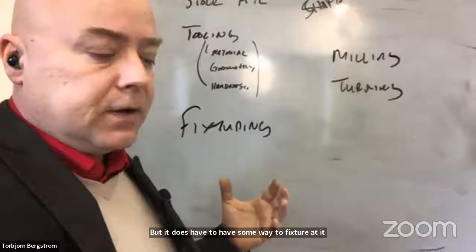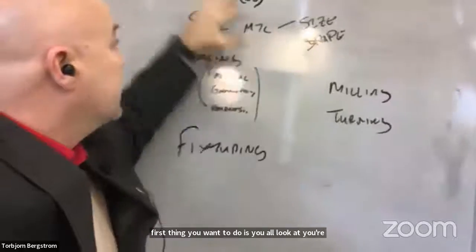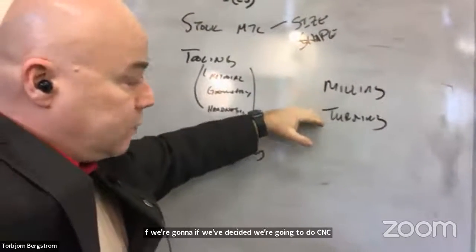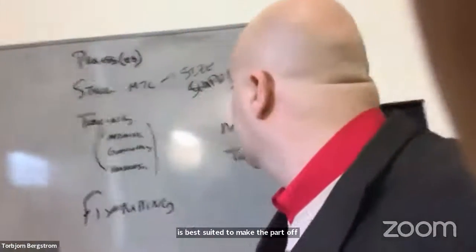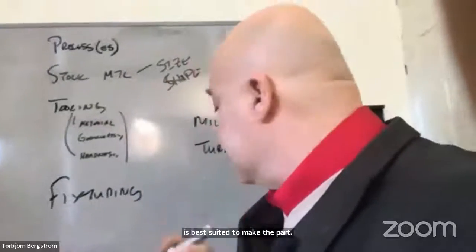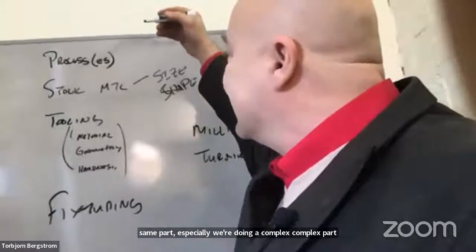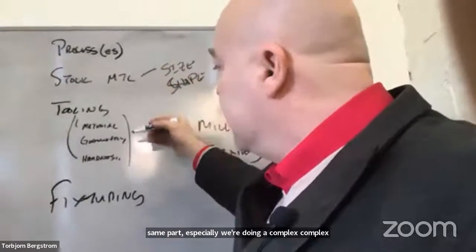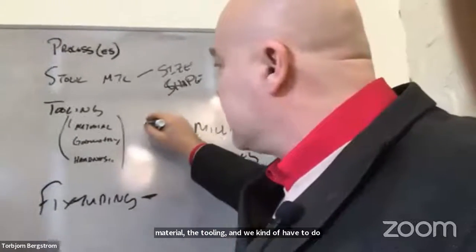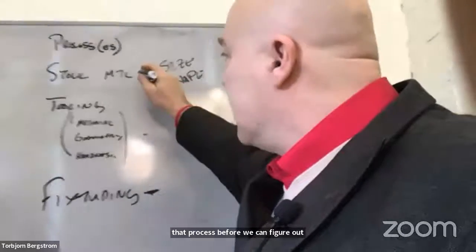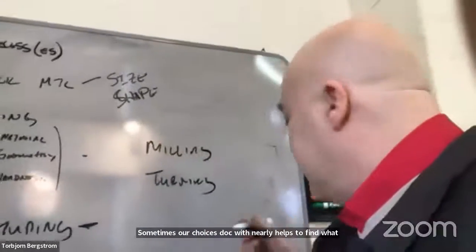And so the first thing you want to do is look at the part you're making and, if we've decided we're going to do CNC machining, decide which of these processes is best suited to make the part. Often, we have to do some milling and some turning on the same part, especially if we're doing a complex part. So we'll decide the processes, the stock material, the tooling, and we have to decide that process before we can figure out the fixturing and the tooling. Sometimes our choice of stock material helps define what process we choose. Those things are all things that we have to decide.